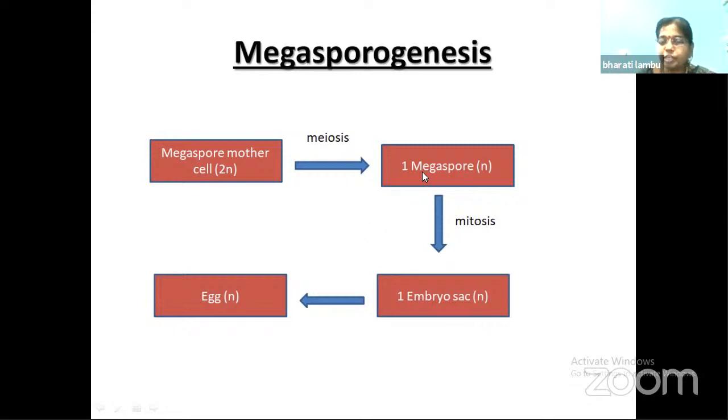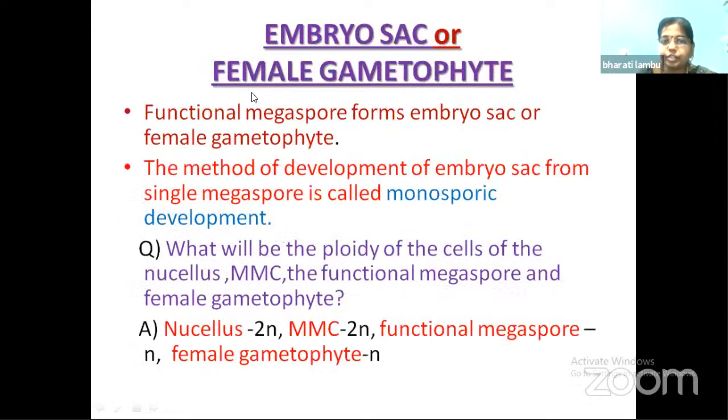So formation of megaspore from the megaspore mother cell is called monosporic development. What is monosporic development? If the megaspore is formed from a single megaspore mother cell, it is called monosporic development. The embryo sac is also known as the female gametophyte. What is the embryo sac? It is nothing but the sac that carries the embryo.